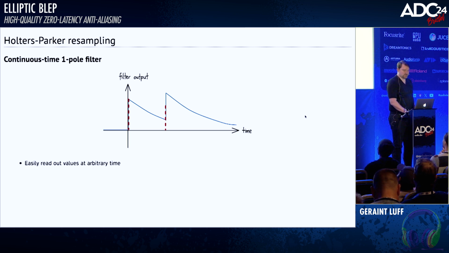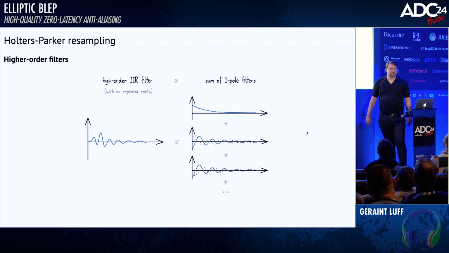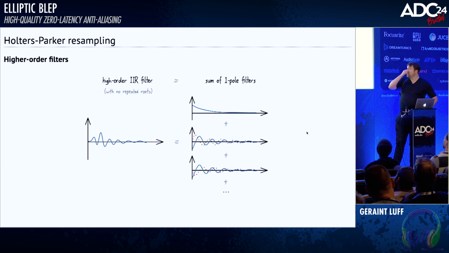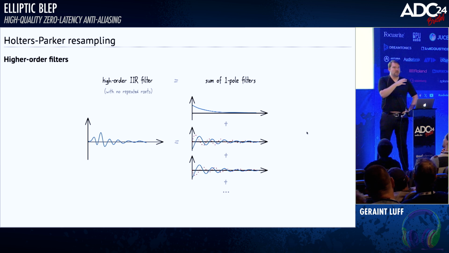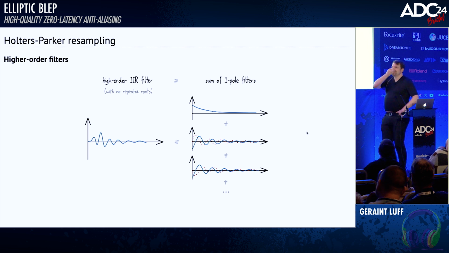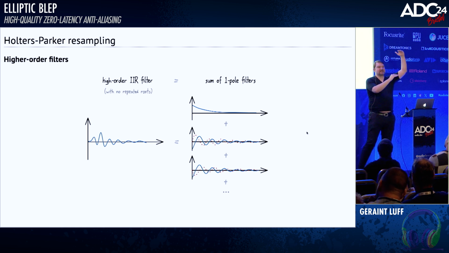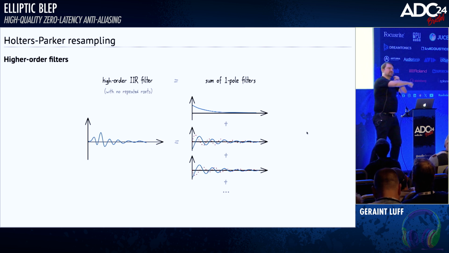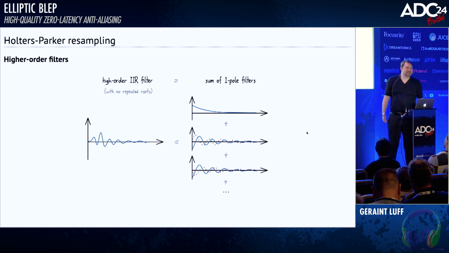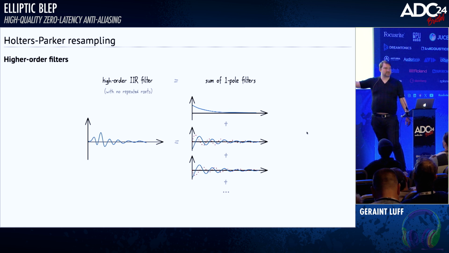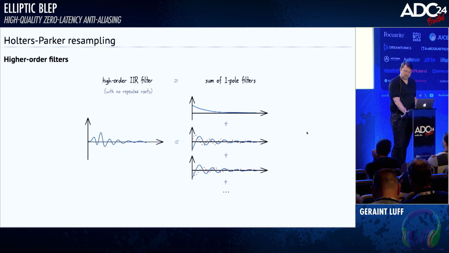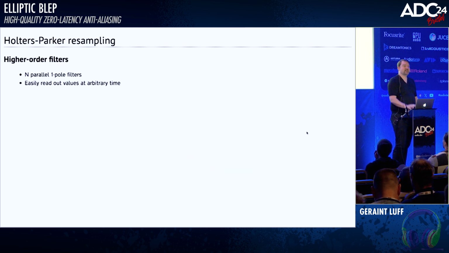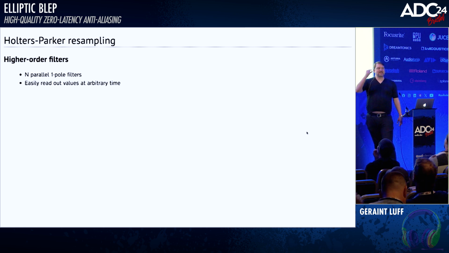Now, higher order filters, if they have no repeated poles, can always be represented as the parallel sum of one-pole filters. This is maths. Some of these one-pole filters will be complex, so as opposed to just decaying over time, they will in fact spiral in phase as they decay. But that's fine, the maths is all the same, right? It's still an exponential, it's just that there's an imaginary component to that. So yeah, higher order filters can be expressed as the parallel sum of one-pole filters. This means that we can easily read out the value of any higher order filter if we decompose it into these one-pole filters.